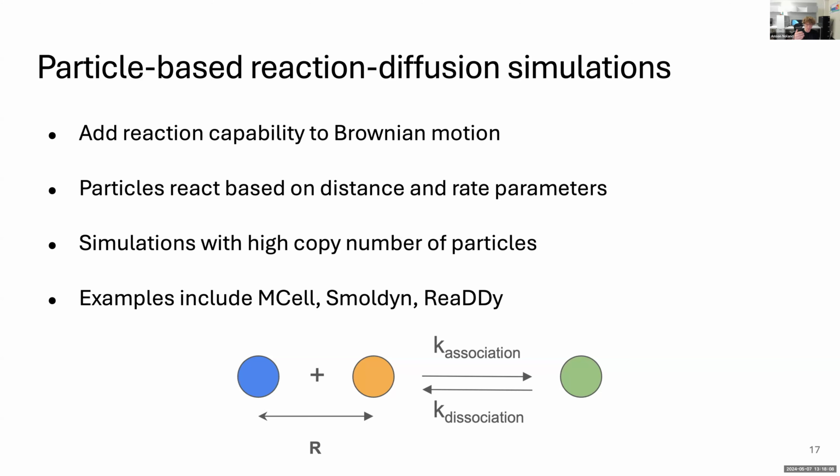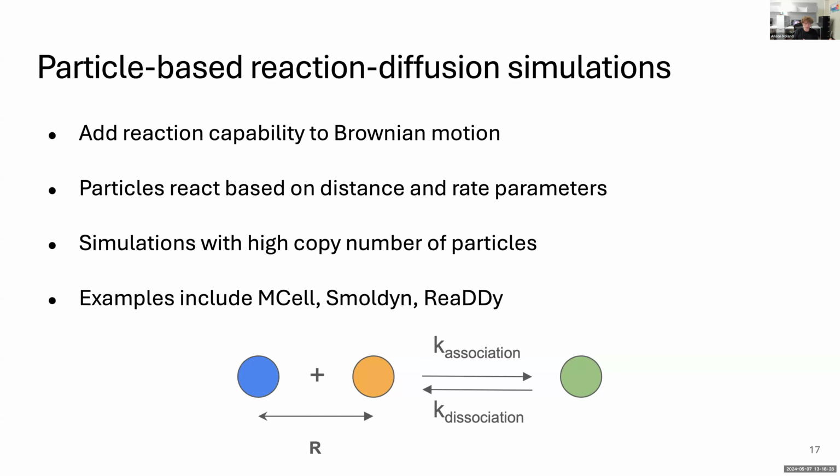But what these reaction diffusion simulations depend on is an on and off rate. When the particles are within a certain distance, they react at the rate of association, and then that one particle will dissociate into two other types of particles based on the dissociation rate constant.